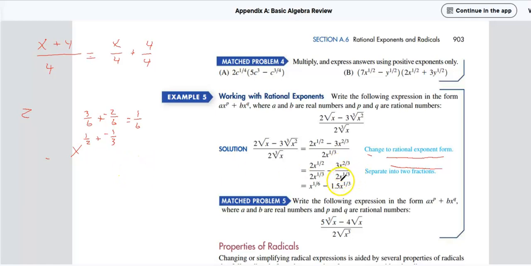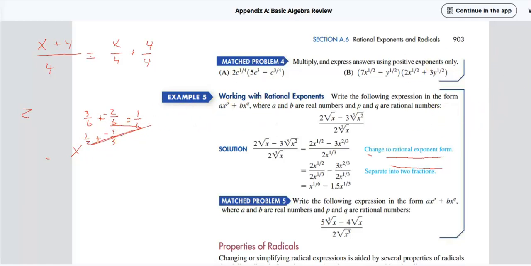Here I have 3 over 2. And it's saying put it as a decimal, because I don't want this as a fraction, so I'm just creating it as a number. 3 over 2 would be 1.5. And then x to the 2/3 over x to the 1/3. I bring it up, subtract it, it's going to leave me with x to the 1/3. And that should be it for our radicals.